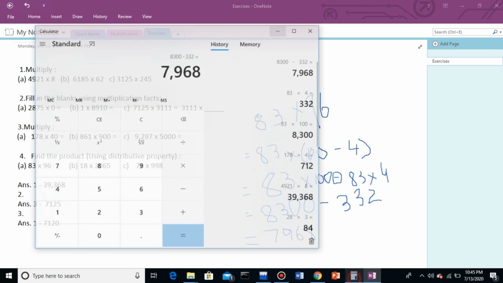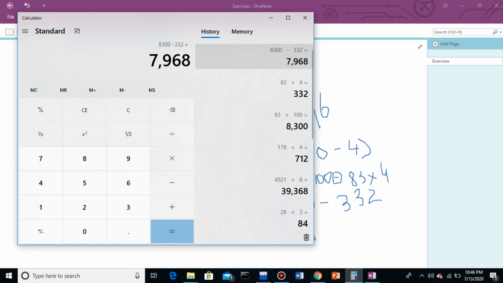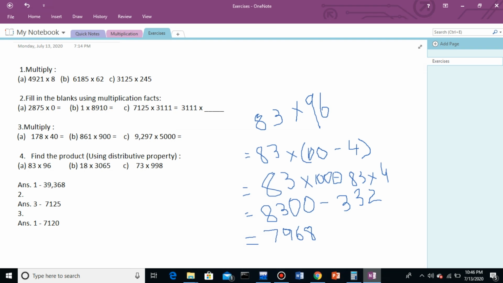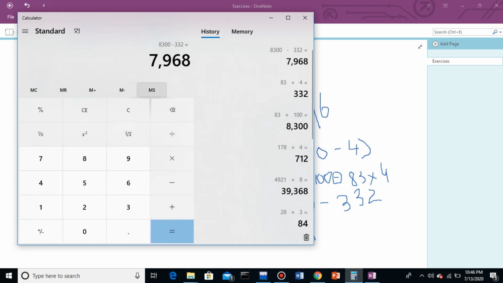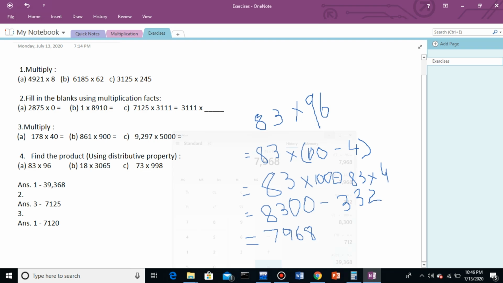You can check in the calculator. 83 into 96, now let's check. What do we get? We got the answer 7968. So now you can just take a copy of this page. You can take a copy, click a photo and save it. You can do the questions on your own.